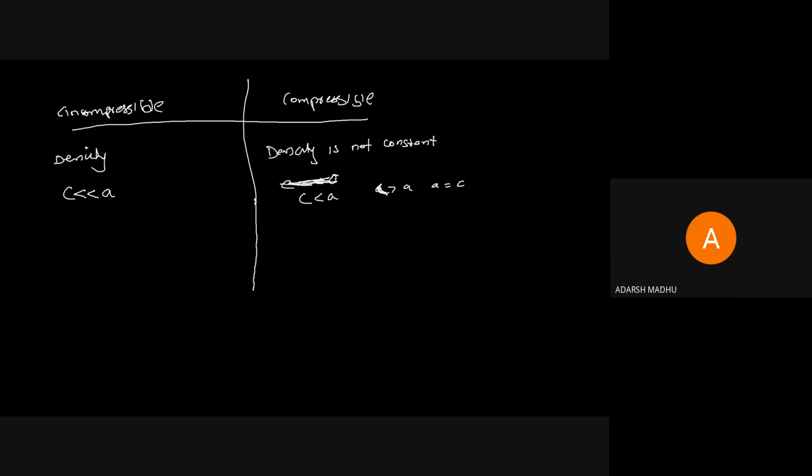Then the compressibility factor is 1 for incompressible flow. Since it does not compress, the compressibility factor equals 1. For compressible flow, it is less than 1. Compressibility factor is less than 1.